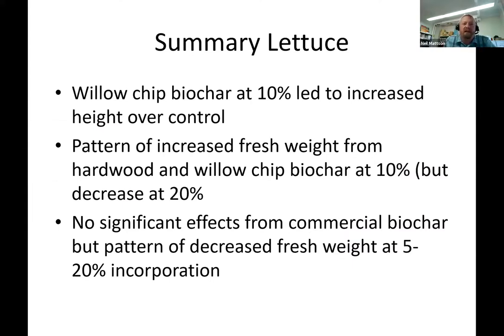To summarize the lettuce results, the willow chip biochar led to a bit of an increase in height. There was a pattern of a fresh weight increase from the hardwood and the willow chip biochar at 10%, and then that decreased a bit at 20%. It didn't go down to below control, but it seemed like most of the benefit came at 10% incorporation. There were no significant effects from commercial biochar, but there was a pattern of decreased fresh weight at 5 to 20% incorporation. It was not particularly detrimental, but we normally would not want to see those decreases in fresh weight.